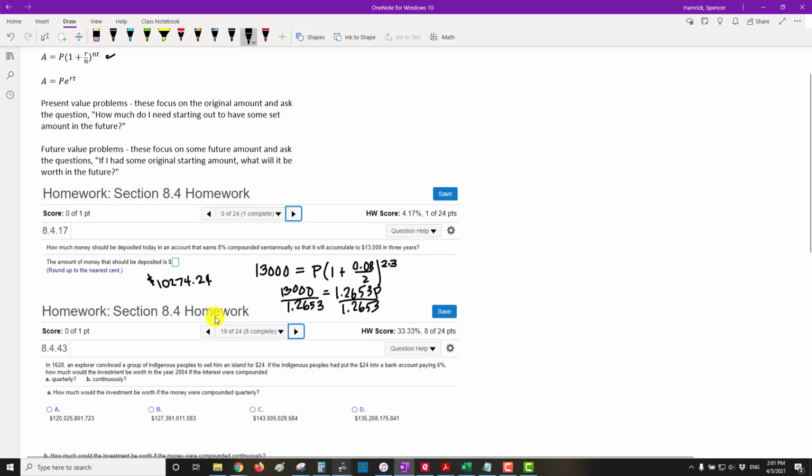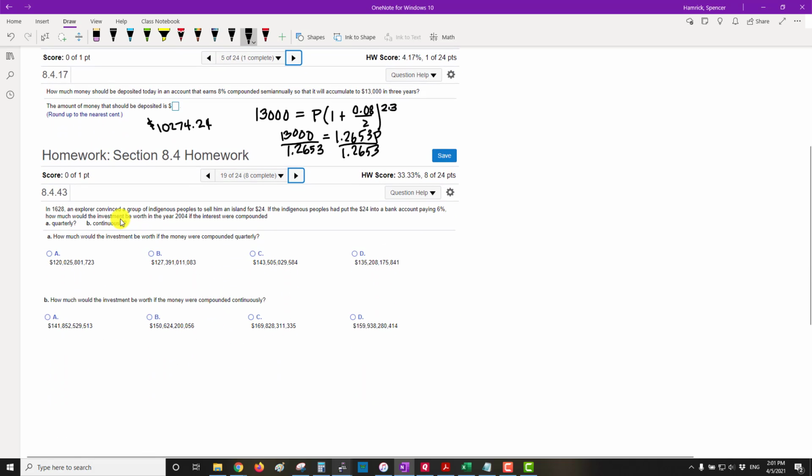Now let's scroll down and look at the next one. In 1628, an explorer convinced a group of indigenous peoples to sell them an island for $24.